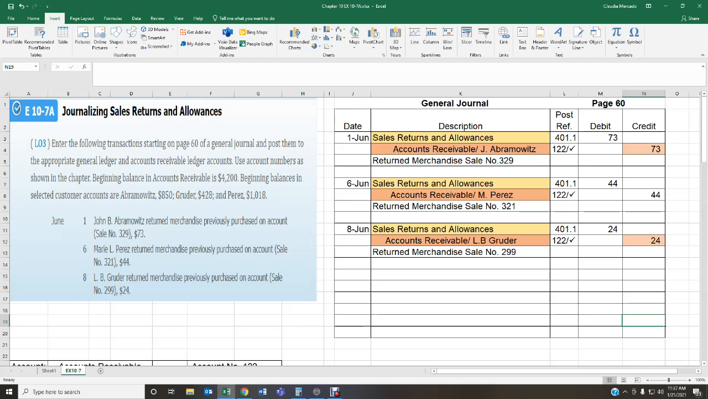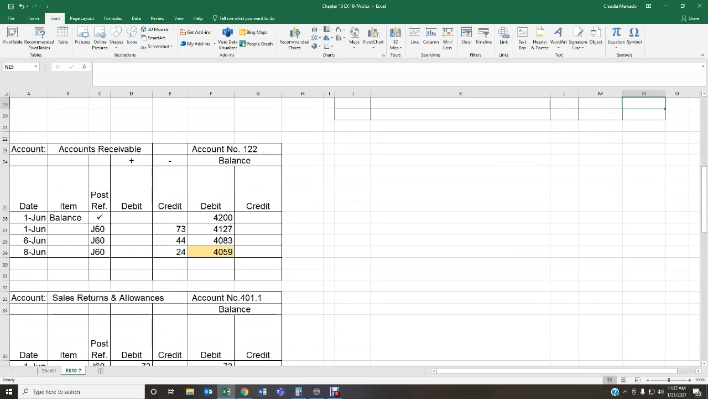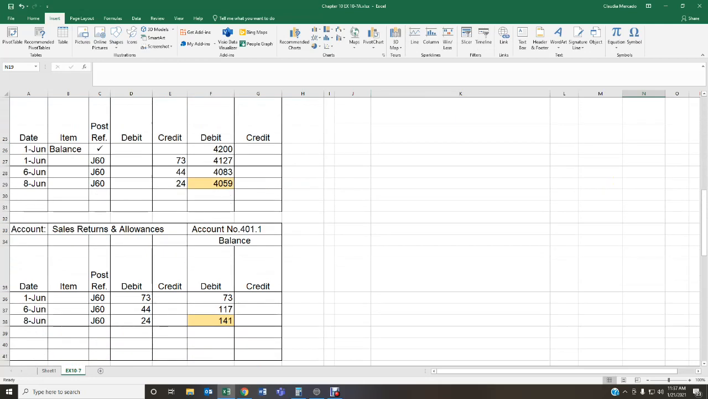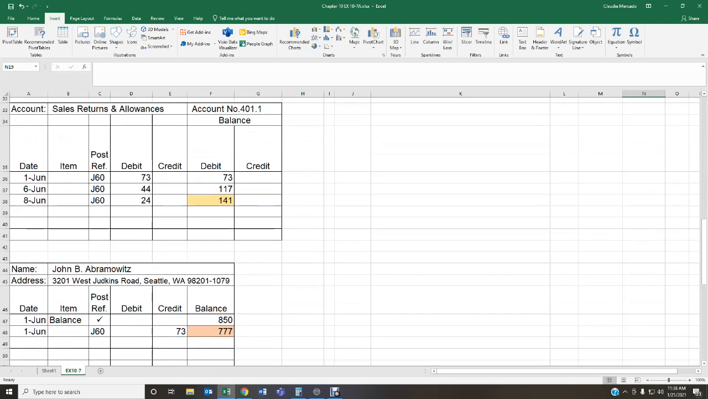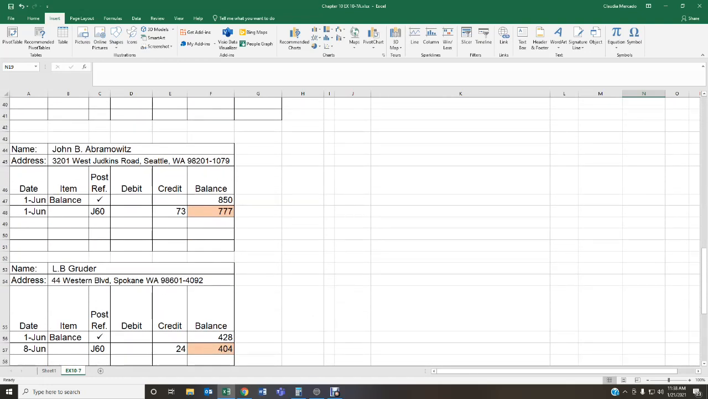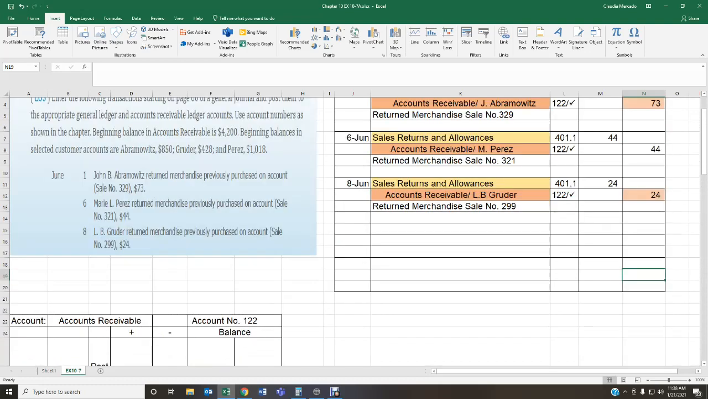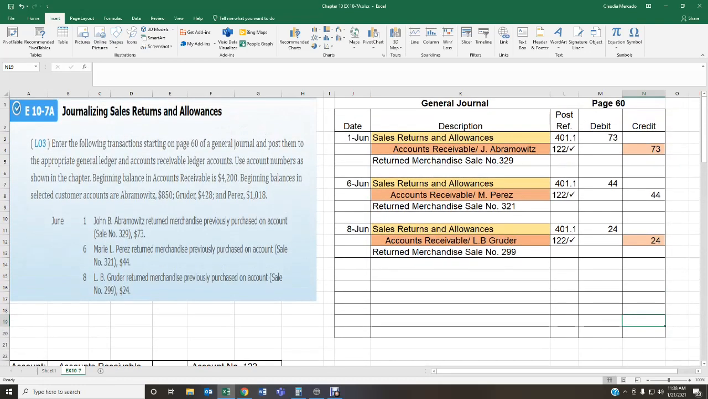So that is how we record transactions in a journal. We transfer the information from the journal over to your respective ledgers. We have two general ledger accounts. The name of the accounts and the account numbers are listed, and then we calculate the ending balance. And then once we're done with that, we update our subsidiary ledgers for our accounts receivable with the information provided. Okay, so that is the first lecture.